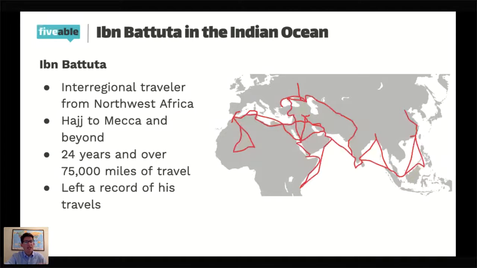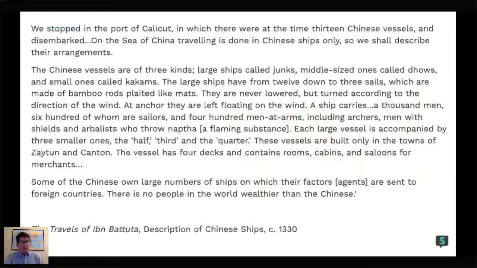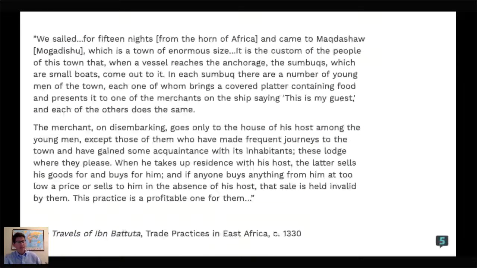One talks about Chinese ships, and the other about trade practices in East Africa. And so let's talk about those trade practices. He says, "We sailed for 15 nights from the Horn of Africa and came to Mogadishu, which is a town of enormous size." Remember, these are trading cities in East Africa where a great deal of trade is being done. So this is an impressive city to him. And a guy from Morocco, from the Mediterranean coast, that's pretty important.